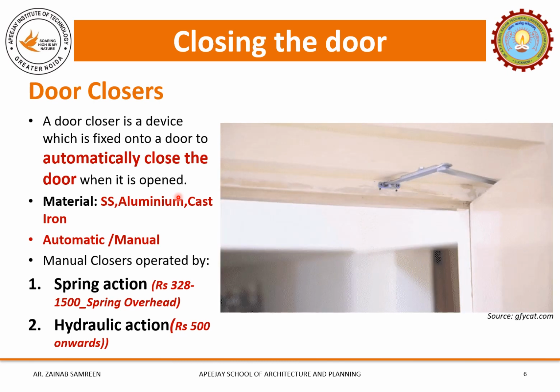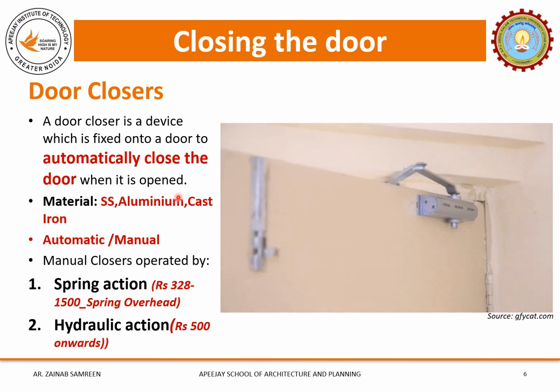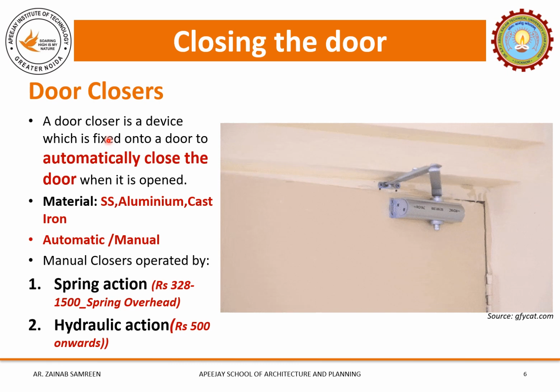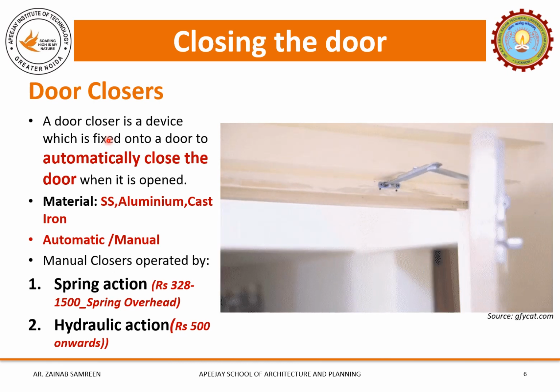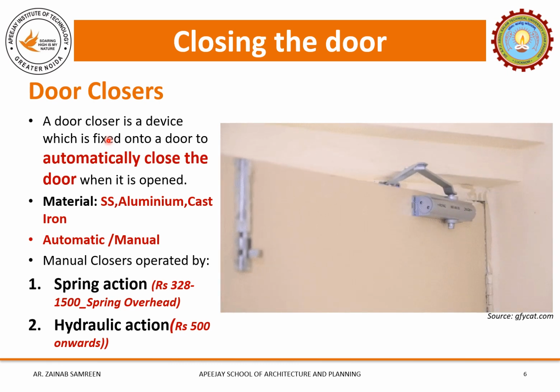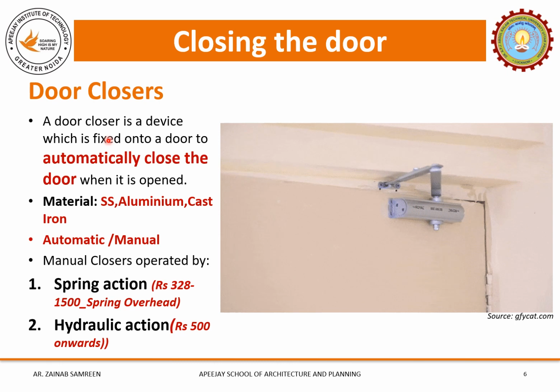This technique of hanging doors may have originated with gates because of the need for them to remain closed once traffic has passed through. Now, these door closures are available in different materials. They are available in stainless steel, aluminum, and cast iron, and there are two categories in which door closures are available. They can be automatic and they can be manual.